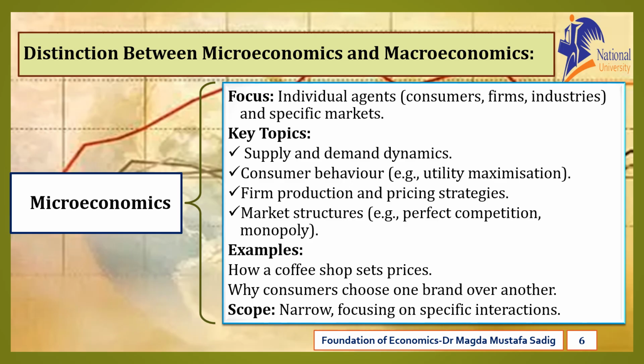The fourth key topic of microeconomics is market structures. Markets can work differently depending on how many businesses are selling something and how much control they have over prices. There are different types of markets like perfect competition, where many small businesses sell the same product. And we have monopoly, where only one firm sells the product.